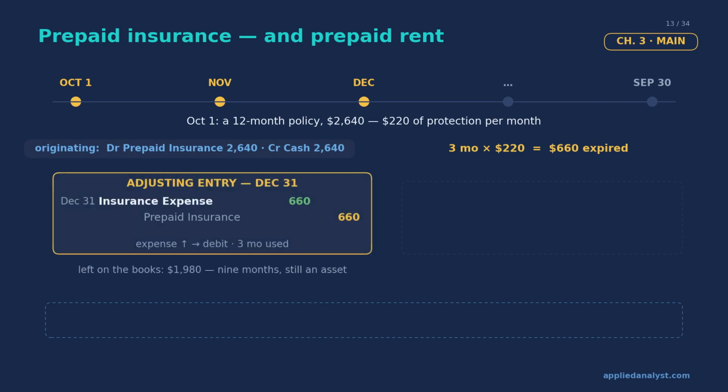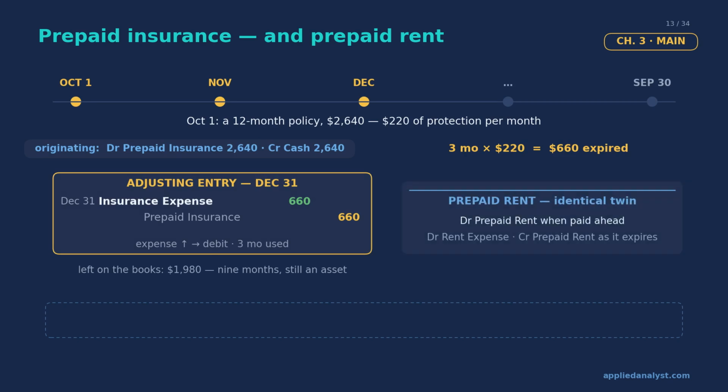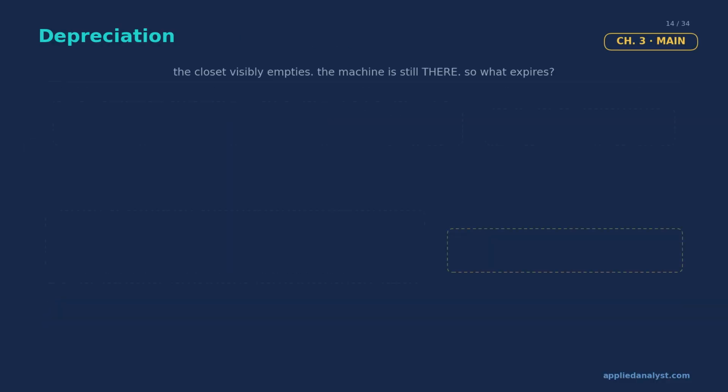Credit prepaid insurance, $660. What's left? $1,980. 9 months of protection, still an asset. Prepaid rent works identically. Rent paid in advance, then expensed as it expires. But catch the difference in how they expire. Supplies expire through use. You count a closet. Insurance and rent expire with the passage of time. You count months. Same family. 2 different clocks. Now the big one, the concept that separates this chapter's A students.